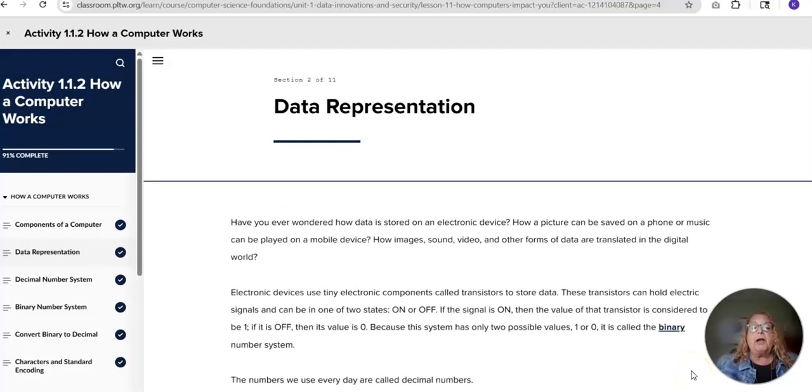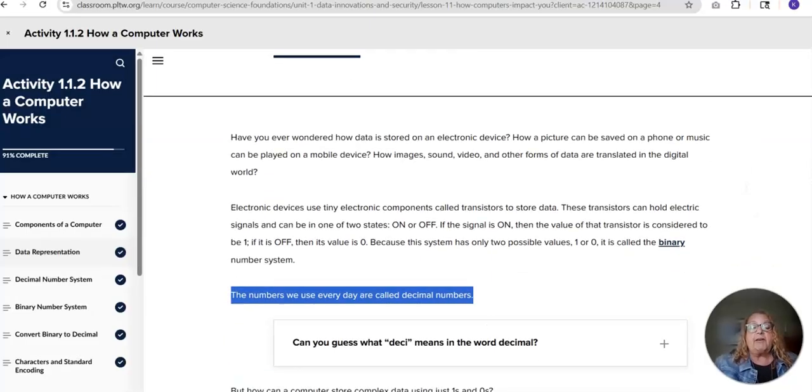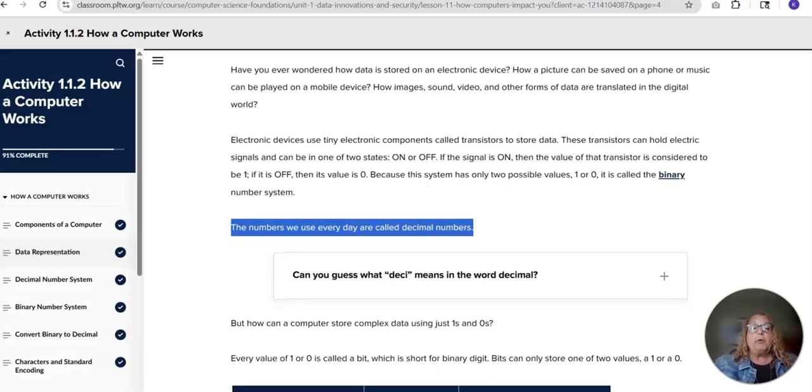Have you ever wondered how data is stored on an electronic device? Yes. How pictures can be saved on a phone or music can be played on a mobile device, how images, sound, video, other forms of data, they're all translated in the digital world. So it looks at electronic devices, electronic components. Can you guess what a deci means? Well, it's 10.